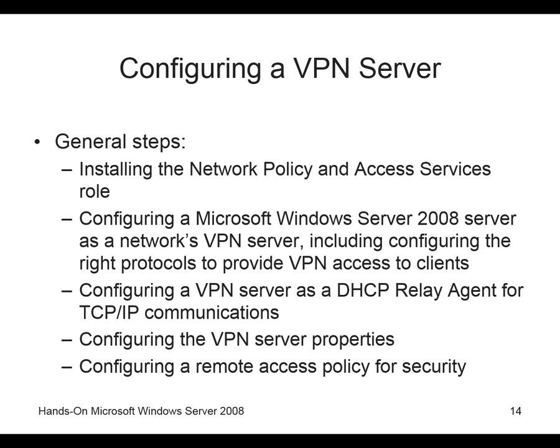The general steps. Well, first thing we got to do is install the Network Policy and Access Server, NPAS. Once we get that role, then we can start VPNs. We can do our RAS. We can do all sorts of stuff. We can configure the VPN server as a DHCP relay agent so that if I have multiple computers, I can DHCP myself.